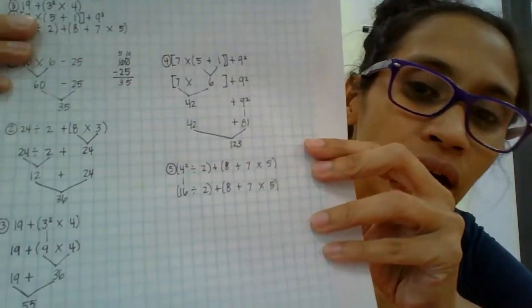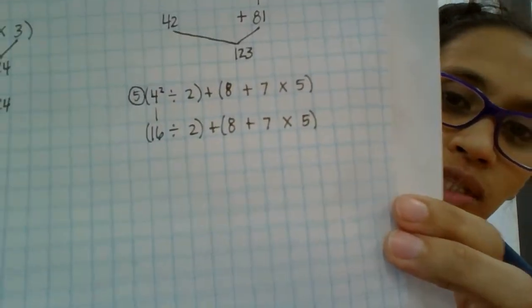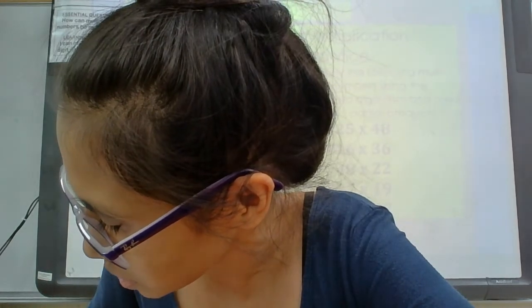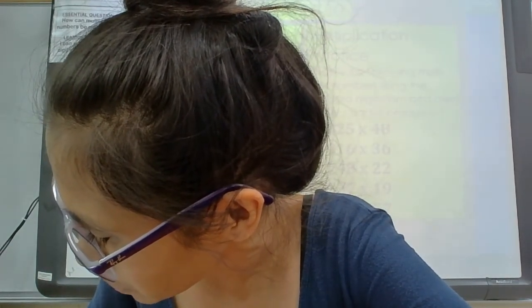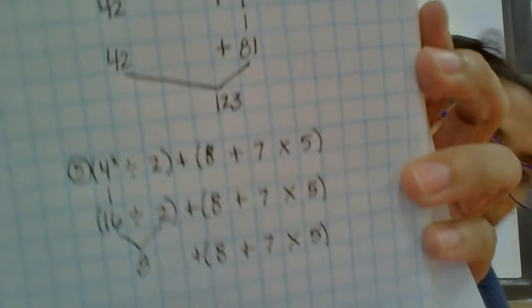And I know you're like, oh, that's too much to write. It's really not. I'm writing it. You can write it too. All right, now what? We do 16 divided by 2, which is 8, plus that other parentheses, 8 plus 7 times 5, just like that.